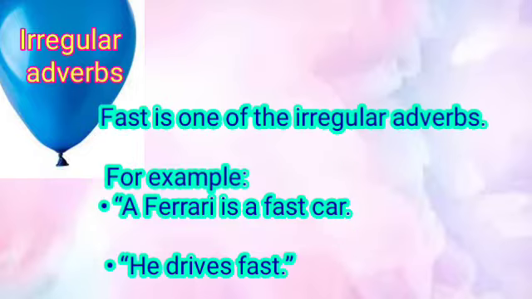For example, the word fast. Fast is one of the irregular adverbs. Let's discuss two examples. Remember that a noun is the name of a person, place, thing, or idea. In the first sentence, a Ferrari is a fast car. The noun is Ferrari. The word fast here describes the noun, so fast in the first sentence functions as an adjective. In the second sentence, he drives fast.